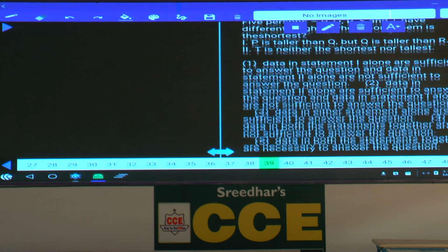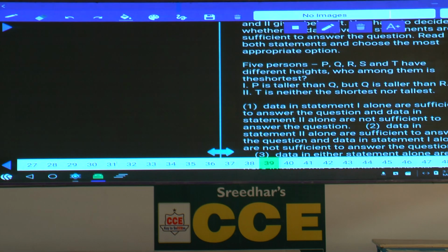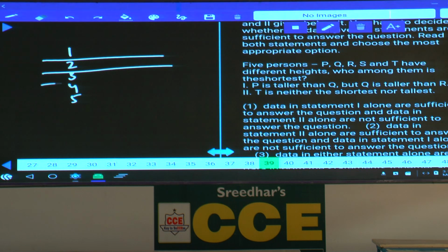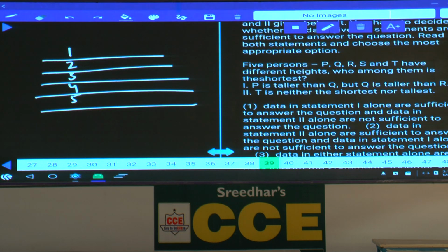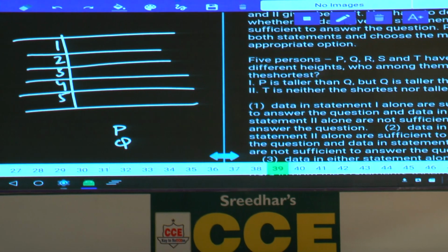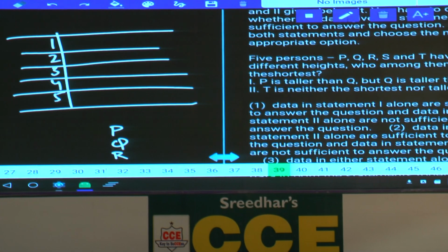Now in this question number 39, 5 persons P, Q, R, S and T have different heights. Who among them is the shortest? Now how many persons are there? 5 persons. Now these 5 persons are being compared in their heights. Then in condition number 1, P is taller than Q, but Q is taller than R.